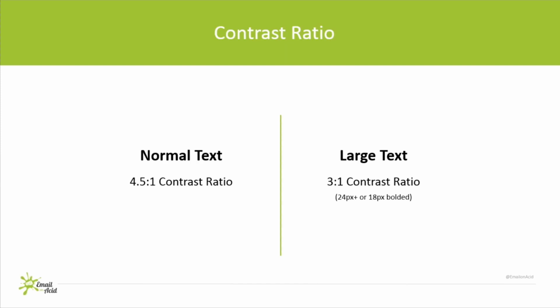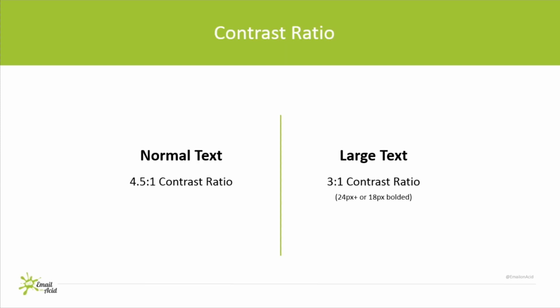And so from a contrast ratio, 1 to 1 is the same color, and 21 to 1 is the opposite color. So like black and white, that contrast ratio will be 21 to 1. Now for large text, you want it to be 3 to 1. And large text consists of any text that's 24 pixels or higher, or 18 pixels and bolded.